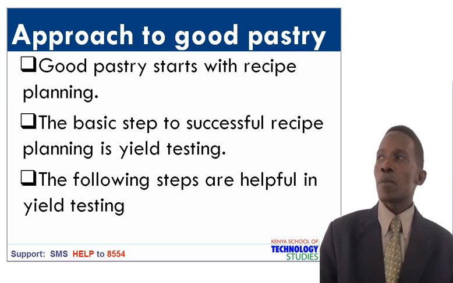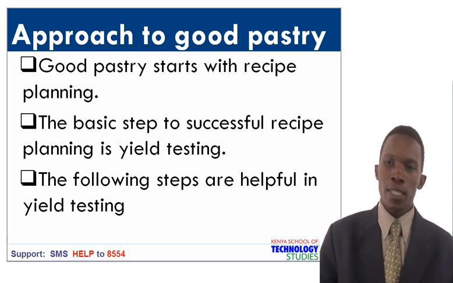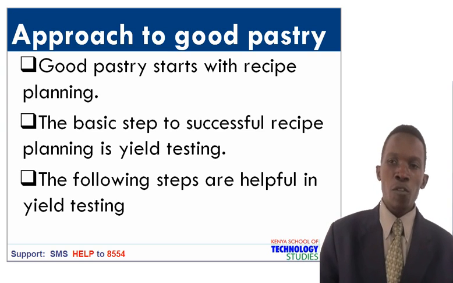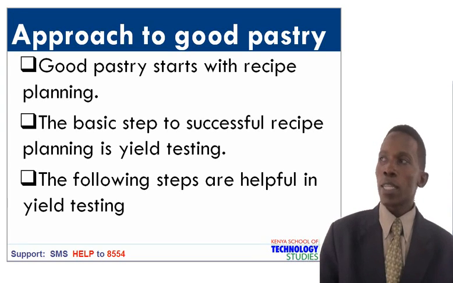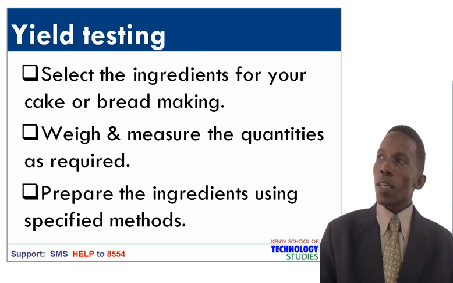The basic step to successful recipe planning is yield testing. Yield testing is where you determine the number of portions obtainable from every one measure, say like 1 kilo, 1 liter, 1 piece of the product that you have.